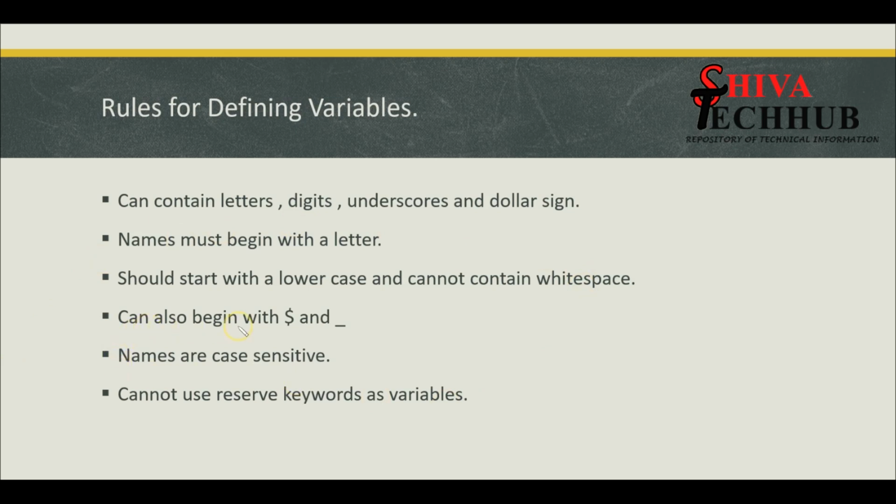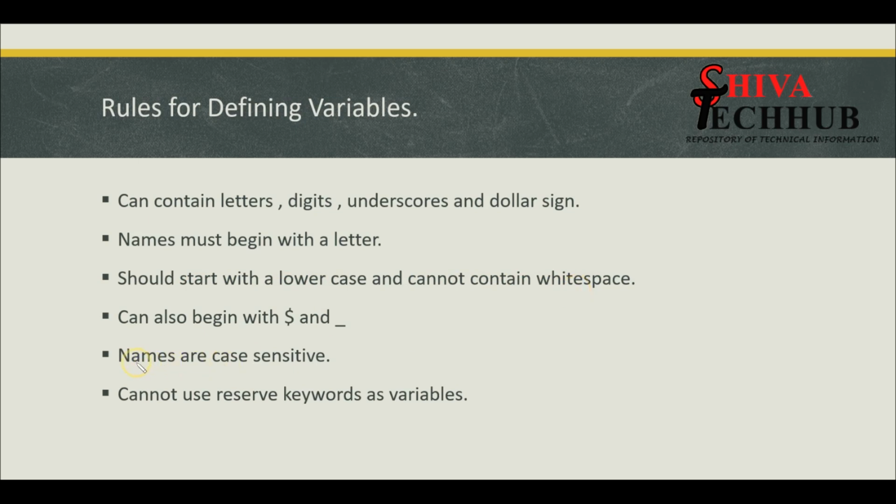Okay, so it can also begin with a dollar and underscore. You can also define a variable which starts with a dollar and also which starts with underscore. But normally we won't be using this convention most of the time. We'll be using the third point, like a lowercase letter and also which doesn't contain a white space.